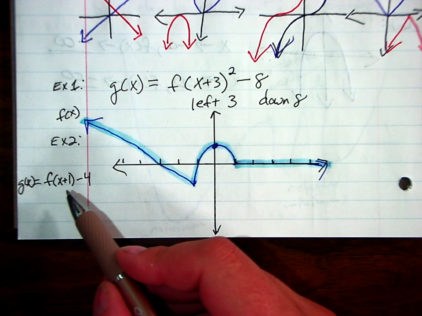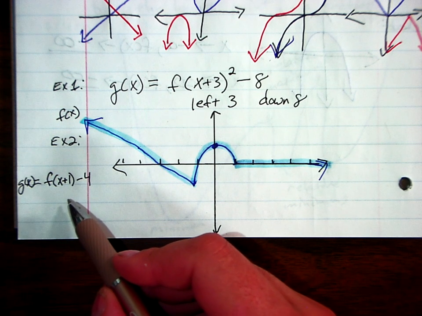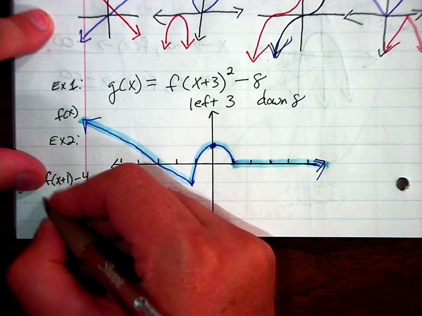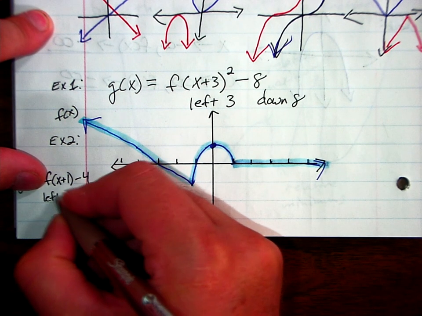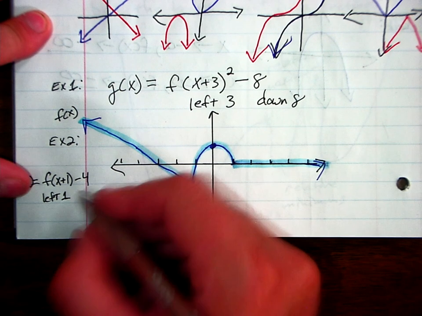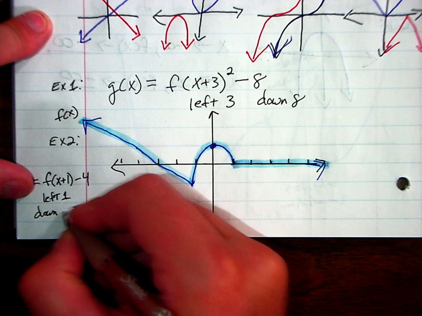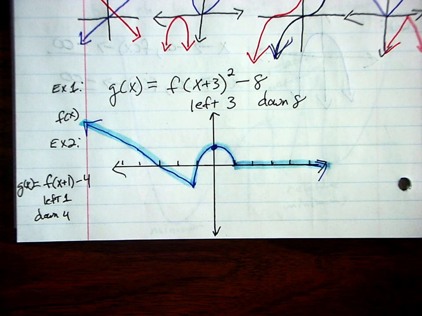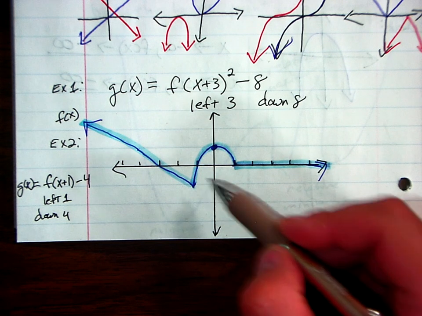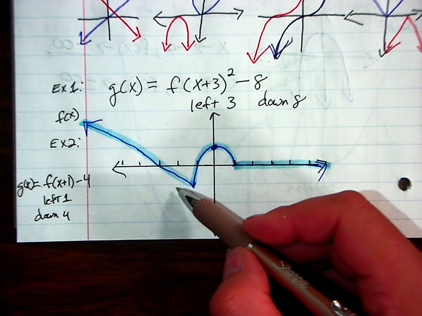What does this x plus 1 tell us to do? Our graph has a shift which way? Left 1. So it's going to go left 1. And what does this k value tell us to do? Down 4. So if it was me doing this, I would pick points that are easy to find, like this point right here, and go left 1, down 4.